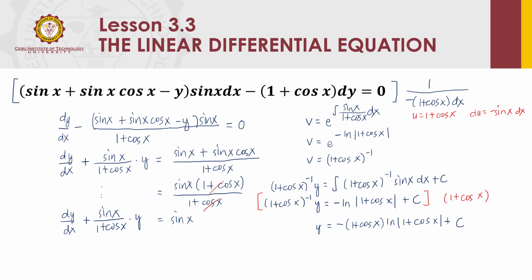That's the answer. So y equals negative of 1 plus cosine x times ln of 1 plus cosine x plus c. Or if we are going to write c only on the right side of the equation, we can transform the equation into y plus 1 plus cosine of x multiplied to ln of 1 plus cosine of x equals c. So this is the general solution to the given differential equation.